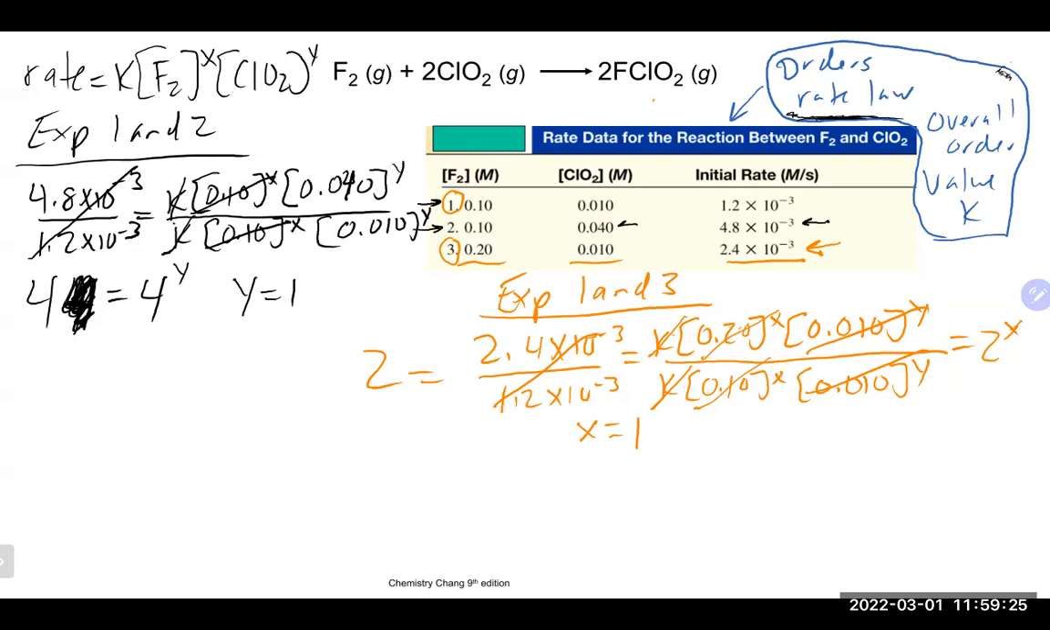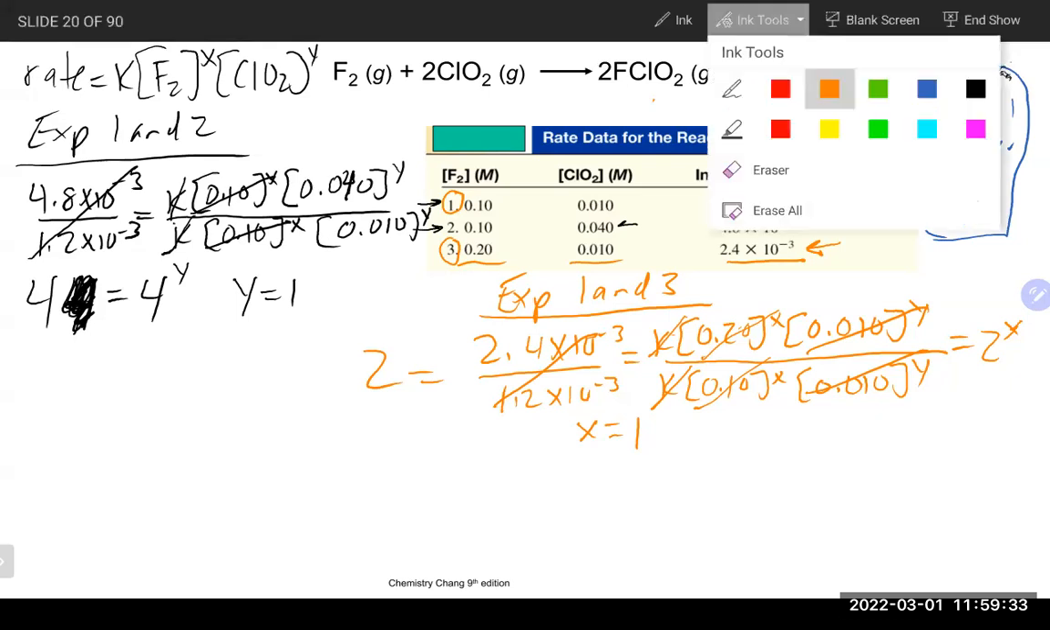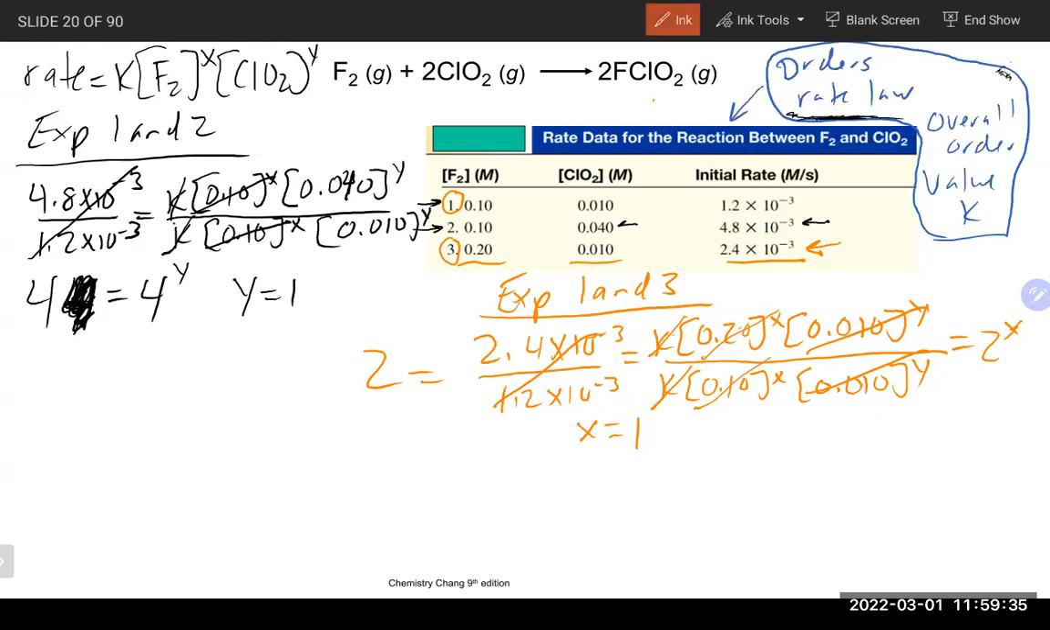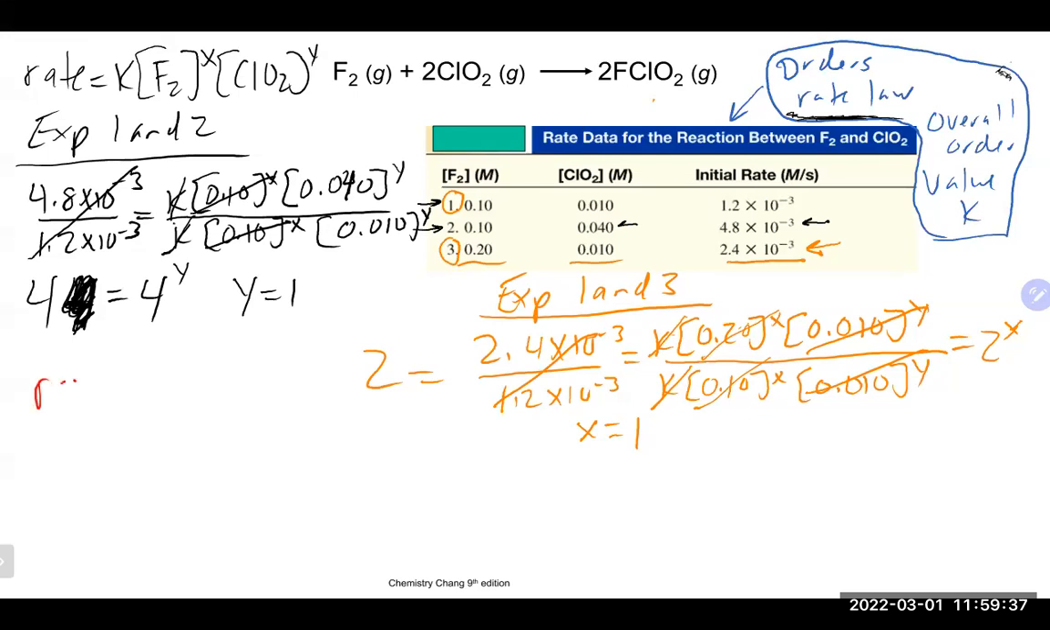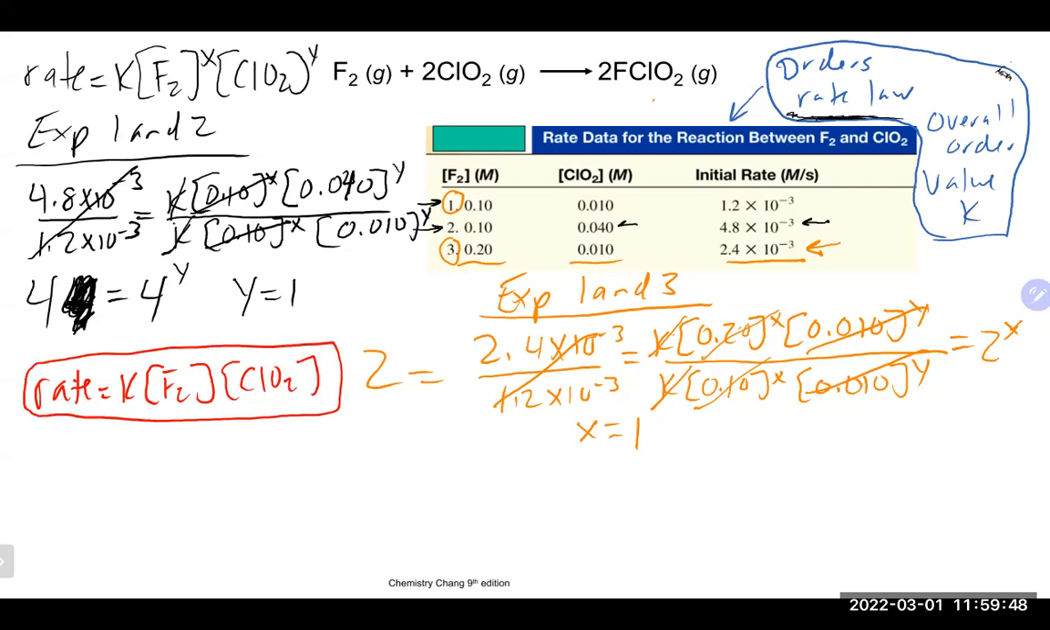What we have now just done, using the experimental information, is figure out the orders with respect to each of the reactants, which means we could technically write the completed rate law at this point. And the completed rate law would be the rate is equal to K times F2 times ClO2. Much like most things in chemistry, we don't need to put the ones up there on top, but it is assumed that it is 1.